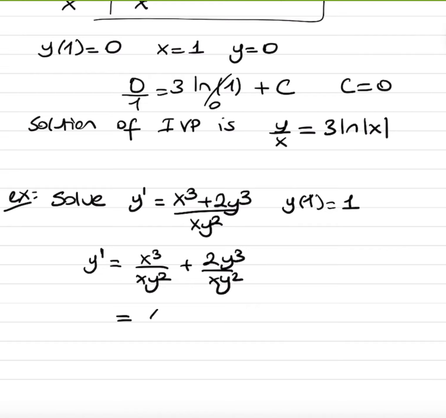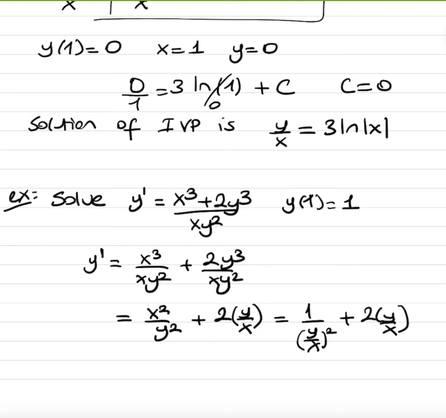Then what we have is x square over y square plus 2y over x, right? And we can write this x square over y square as y over x squared plus 2y over x. Great. Then what we are going to do is we will let y over x be u.